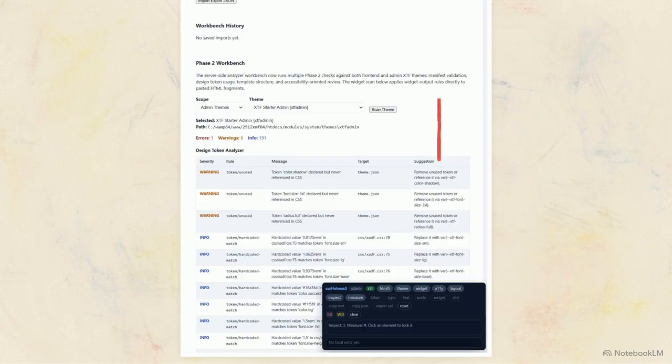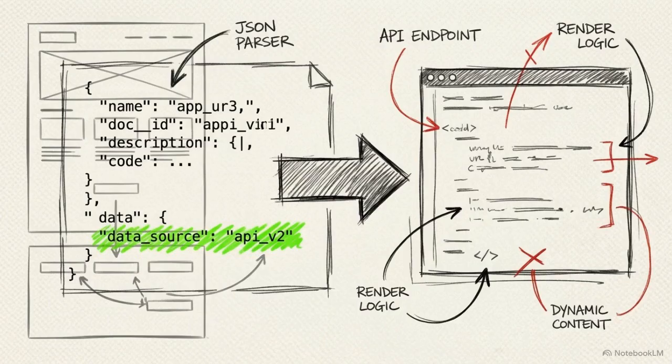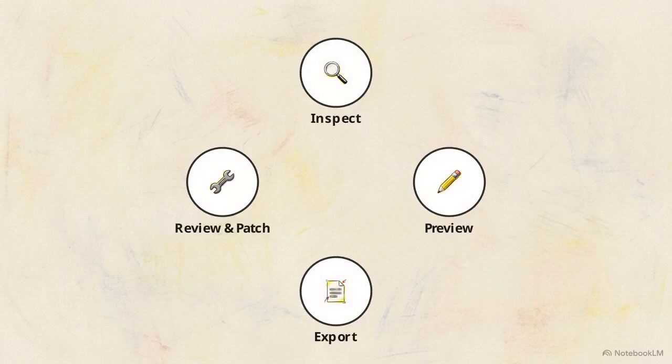This closes the gap between design and development. The visual experiments you conduct on the live page translate directly into precise patch drafts for your codebase. The process operates as a continuous loop. Inspect the page structure, preview your adjustments locally, export the data, and review the structured patches in your admin panel.